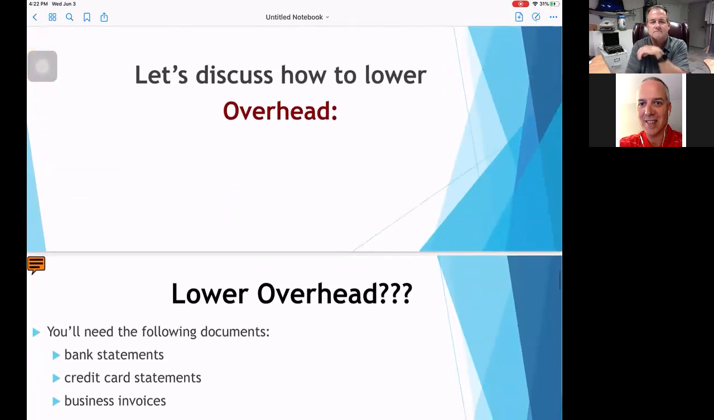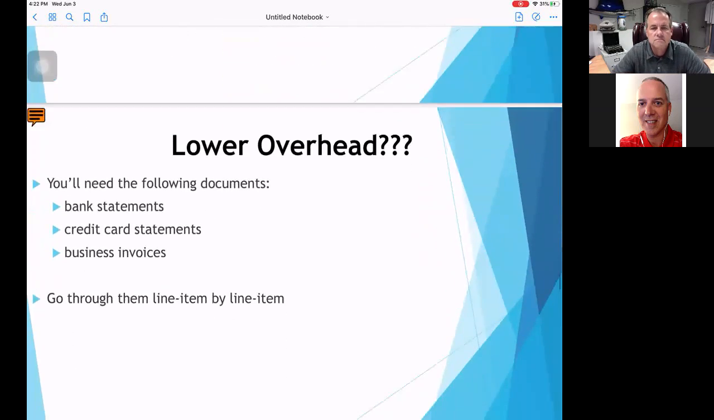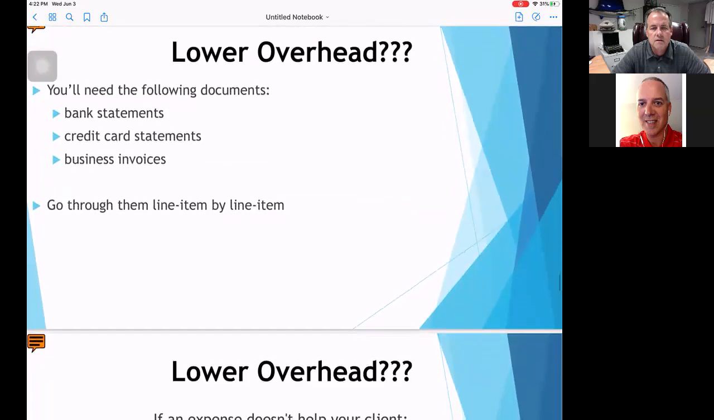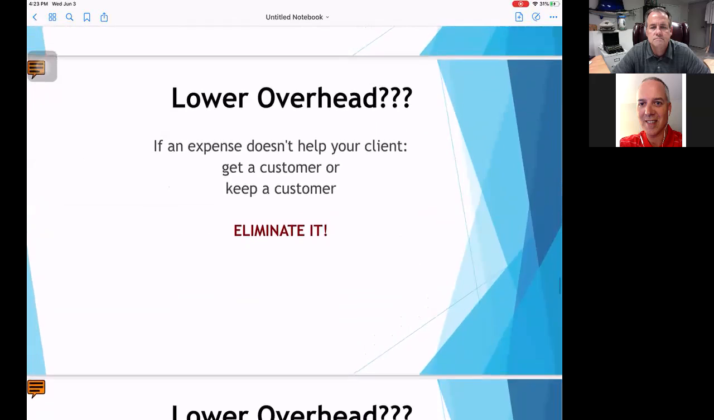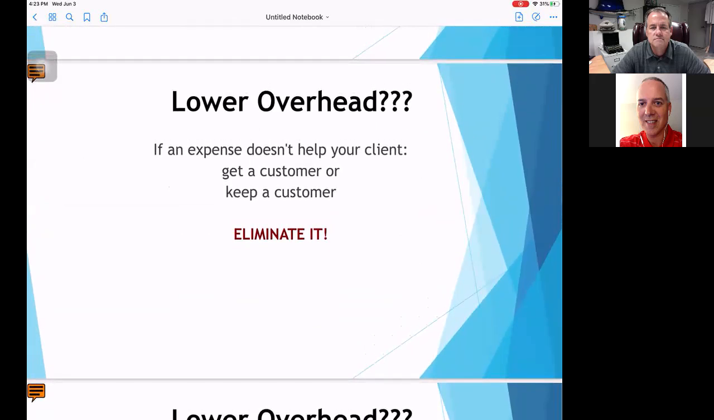I was going to jump into lower overhead because that's another way. Those are basically your fixed costs. You and I have talked about this. I've done this three times just in the last couple of weeks, where I tell clients to pull out their bank statements, their credit card statements, their invoices, and go through them line by line. And here are the questions. I always say yes, no, and maybe. If the expense doesn't help you get a client or keep a client, then you should eliminate it, or at least re-examine it, right?